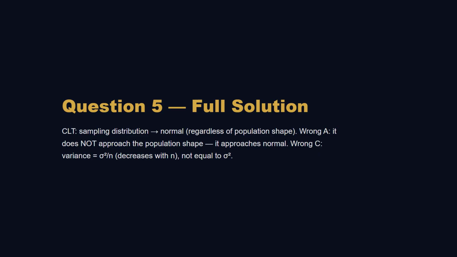If you chose C, have a variance equal to the population variance, that is also wrong. The variance of the sampling distribution is sigma squared divided by n, not sigma squared. As n increases, the variance of the sampling distribution actually decreases. It equals the population variance divided by n. This is why the standard error formula has root n in the denominator. The CLT tells you about the shape of the sampling distribution, specifically that it becomes normal. It says nothing about the distribution matching the population.